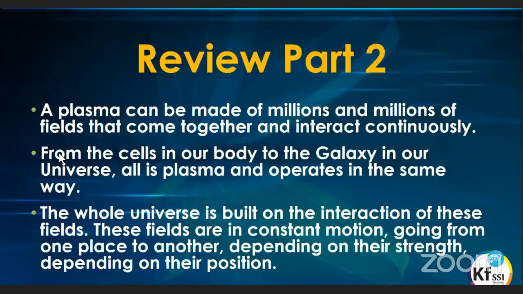When we review a small part of part 2 that we dealt with, plasma can be made of millions and millions of fields that come together and interact continuously. So from the cells in our body to the galaxy, the universe, all is a plasma and operates in the same way. The whole universe is built on these interactions of these fields. They're in constant motion, going from one place to another, depending on their strength and their position.